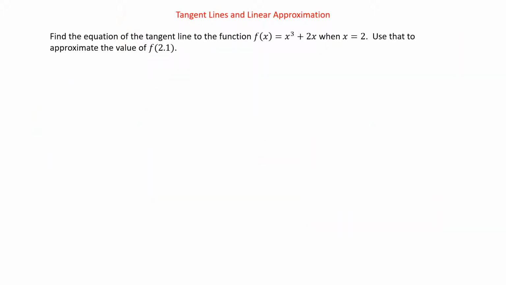Next one, finding tangent lines and then linear approximation. So to find a tangent line at a point, that's the same as finding the equation of a line, any line. The two things we need to find an equation for a line are a slope and a point.